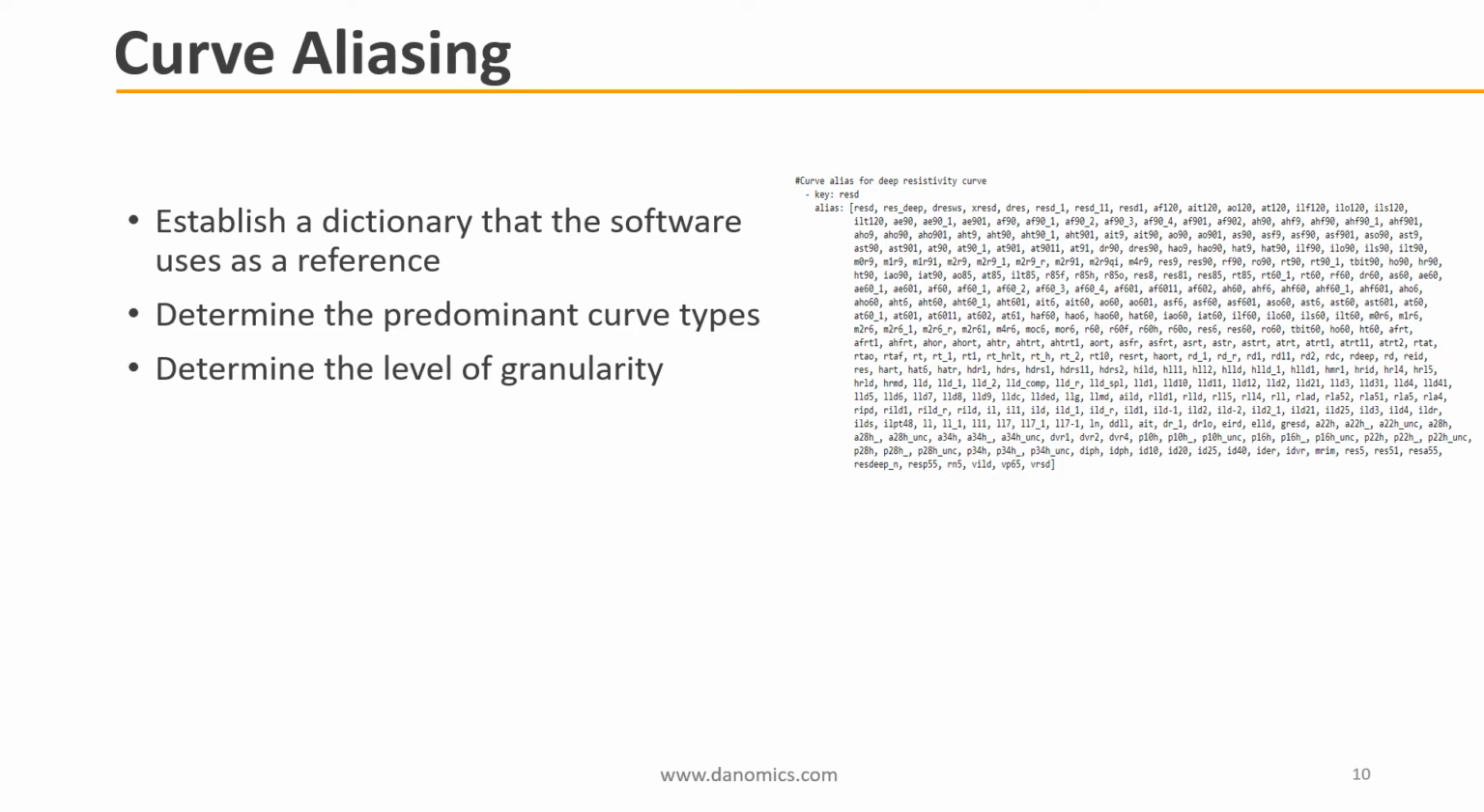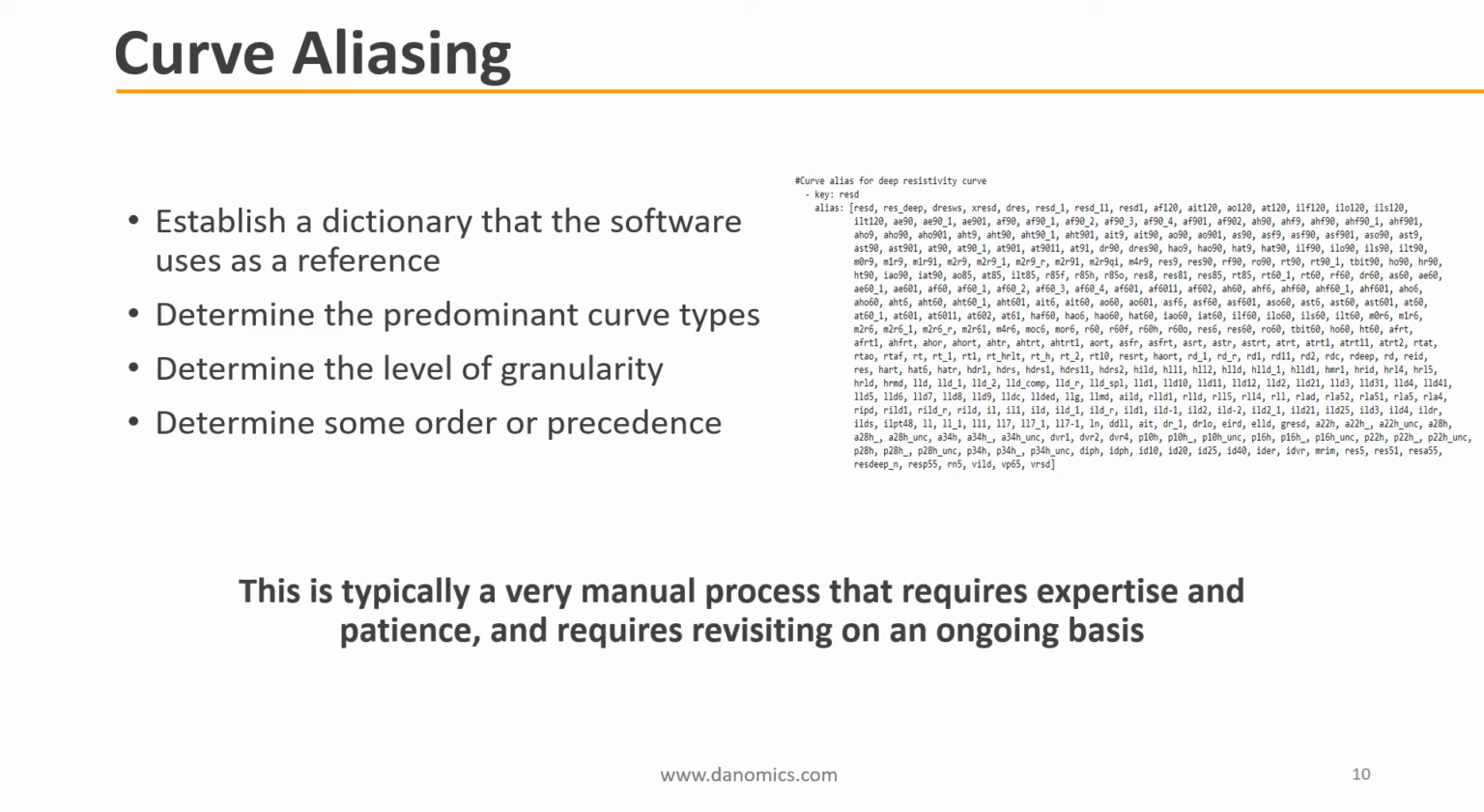With things like your density curve and your density porosity, you may have bulk density versus density porosity, but then within density porosity, you may have different lithological references. So you may want to subdivide those as well. And then we also need to determine some order of precedence among the curves. So what happens when we have multiple curves of the same type within a well? Which curve is going to be of higher priority? Those are all considerations that we need to make in the curve aliasing process.